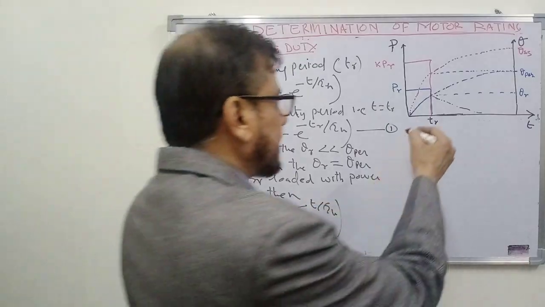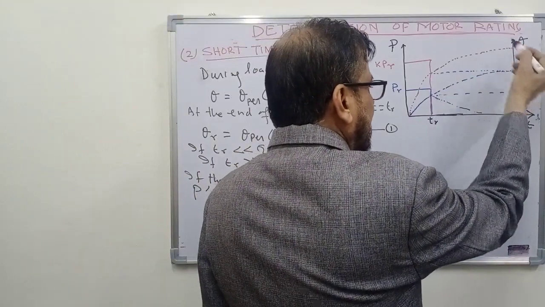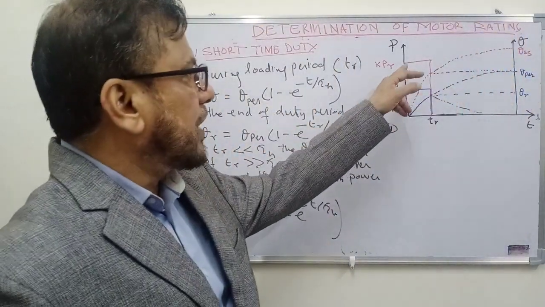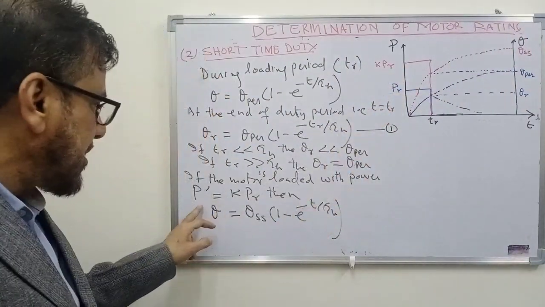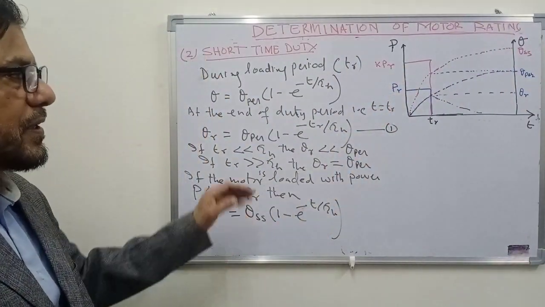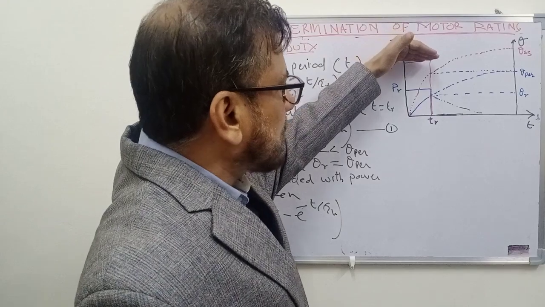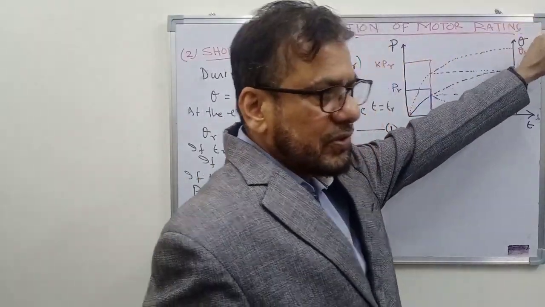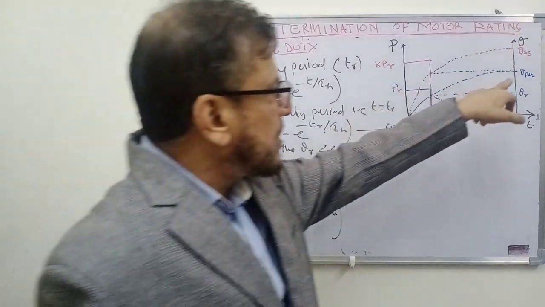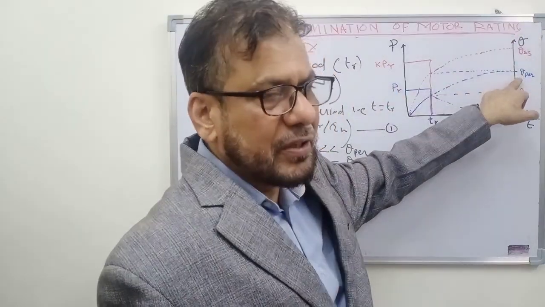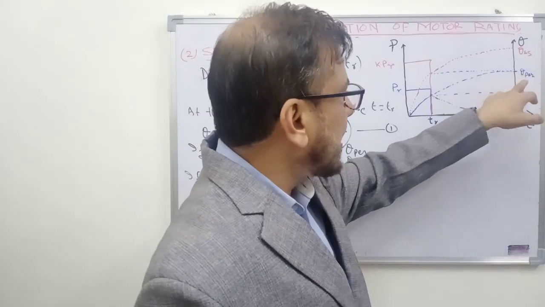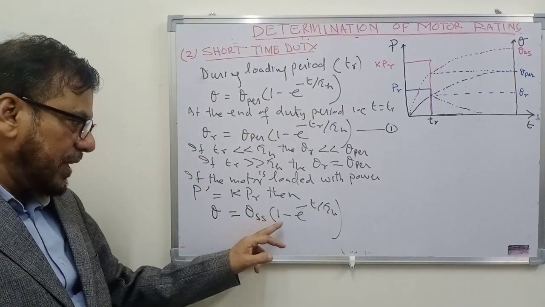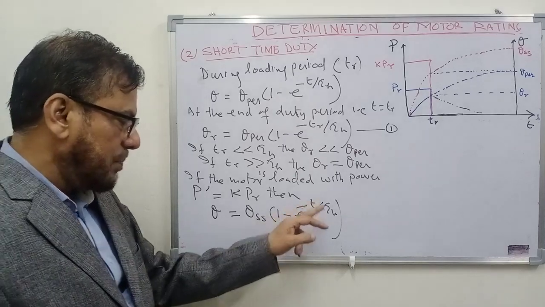Now here theta SS is the steady state temperature rise if the motor is loaded for a load of P dash, that is equal to K times PR. That is, if you connect this load continuously, in steady state the temperature will rise to a value theta SS that will be much more than the permissible temperature rise of the motor. So this is theta equal to theta SS into 1 minus e to the power minus t upon tau h.